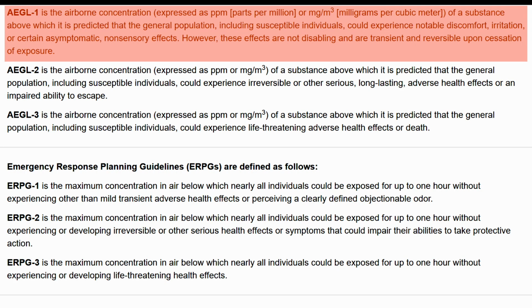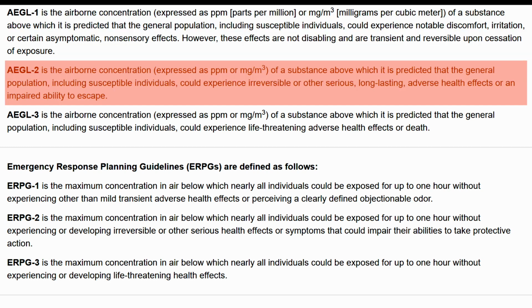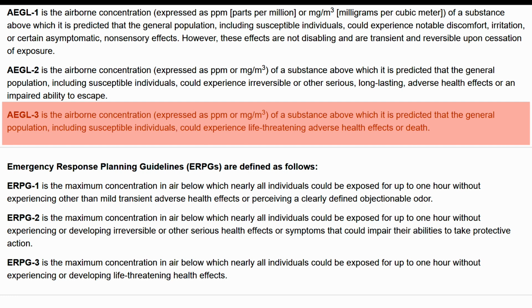Now looking at the definitions of AEGL, ERPGs, and the TEELs, at AEGL1 we're looking at personnel experiencing discomfort and irritation. At 2, they could experience irreversible or serious long-lasting health effects. And at 3 is where we could expect a fatality or death. So that's pretty consistent throughout with ERPG and with the TEELs.